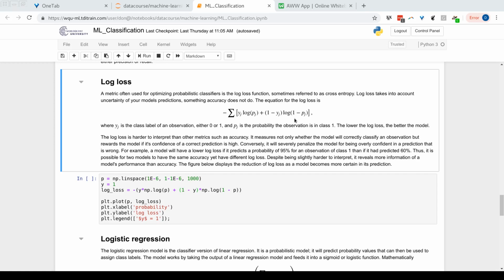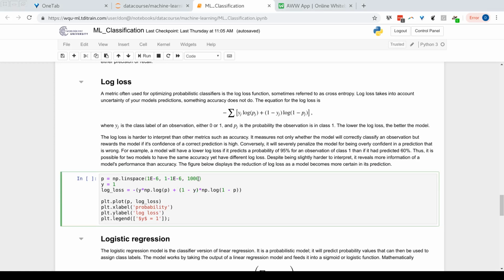Let's consider the other situation in which the observation is class 1. If the observation is class 1, we want a very high probability that the observation is in class 1. In that situation, we only have the first term here, y times log of p. We don't have the second term, since y is 1, so 1 minus 1 is 0 and this cancels out. So we have y, which is 1, and simply left behind is log of p. Now we want our probability to be very close to 1. So the log of a number that's very close to 1 is a number that's very close to 0. So our loss is very small.